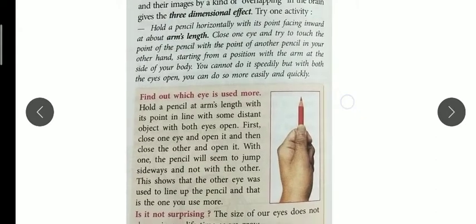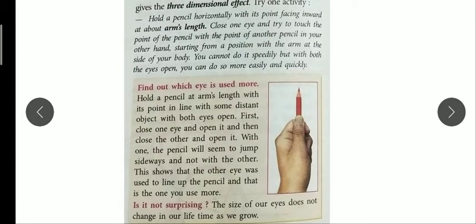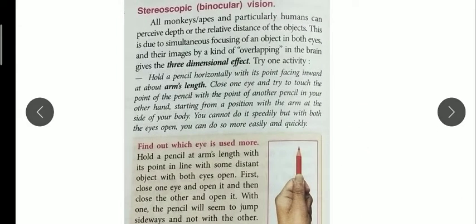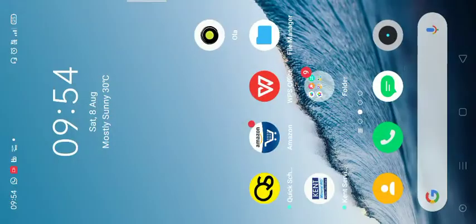Now this is the activity, so you read it and you do it by one eye and by both the eyes. You can easily find out by yourself this stereoscopic binocular vision. Next, one more activity is also given.